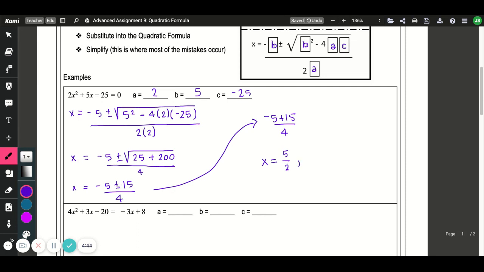And then we're going to do the second one with the minus. So this one will be negative 5 minus 15 over 4. Negative 5 minus 15 is negative 20, divided by 4 is negative 5.